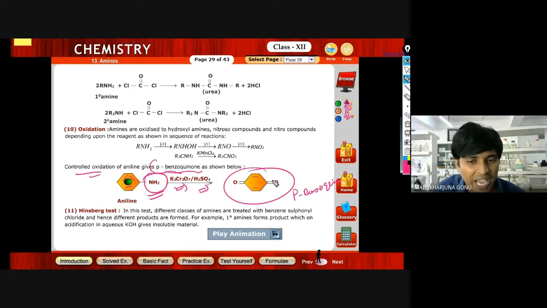Is the whole benzene aromaticity going away? This is not an aromatic compound; actually, even if you say it is aromatic, it will not behave like aromatic compounds. There are no alternate conjugated double bonds inside. Parabenzoquinone. Next, Hinsberg test. Are you able to hear me clearly, Aishwarya?